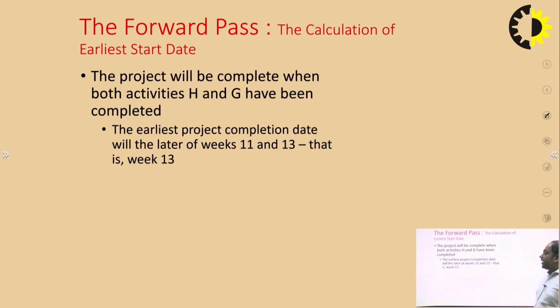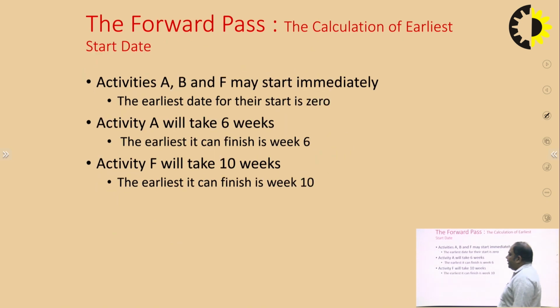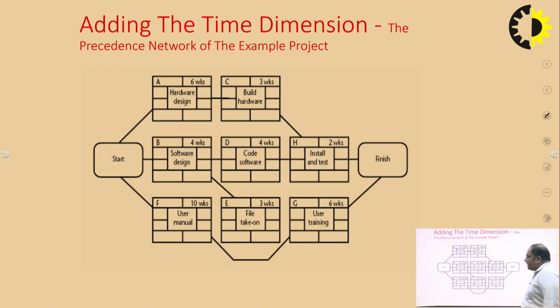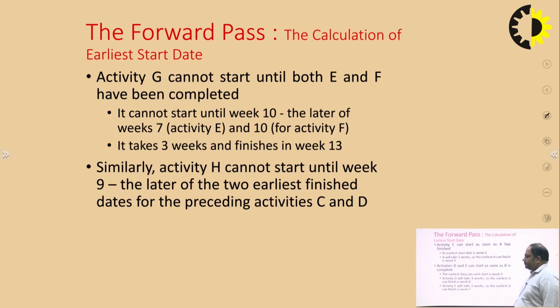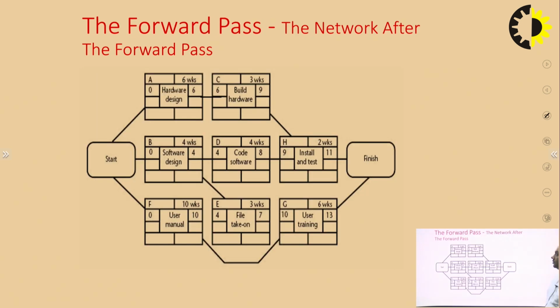Okay, so the project will complete when both the activities of H and G have been completed. So the earliest project completion date is the later of weeks 11 and 13, so that is week 13. So this activity, according to the forward pass technique, will complete in 13 weeks. So that was the forward pass on the network.